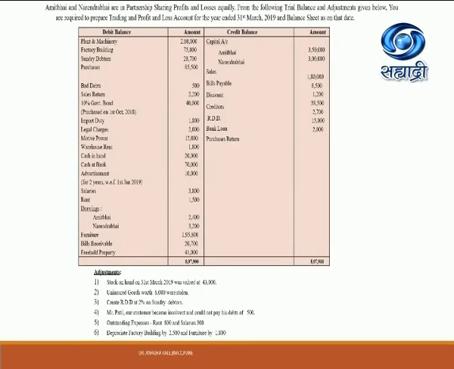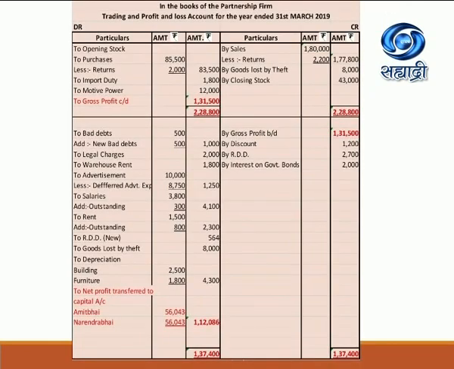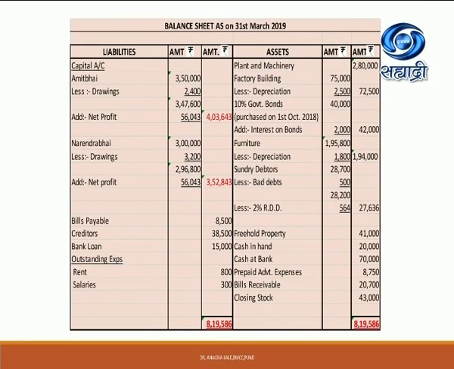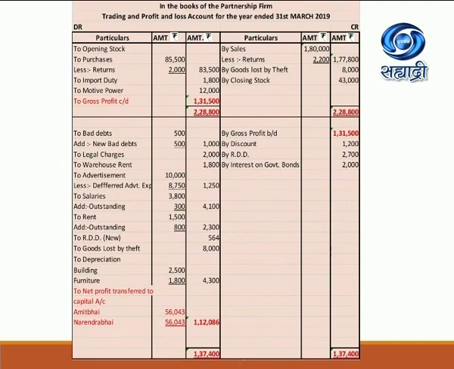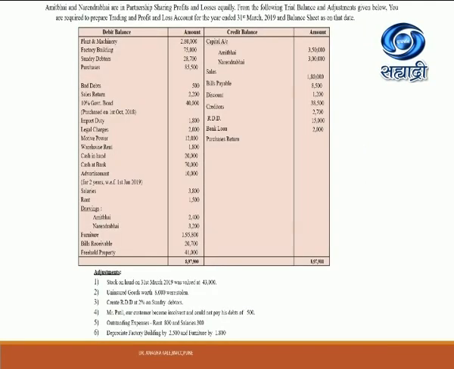Next item is furniture. Furniture is 1,95,800. Furniture is also having adjustment. So it will be shown in balance sheet inner column. So you can check balance sheet asset side, 1,95,800 in adjustment column, as there is adjustment of depreciation.